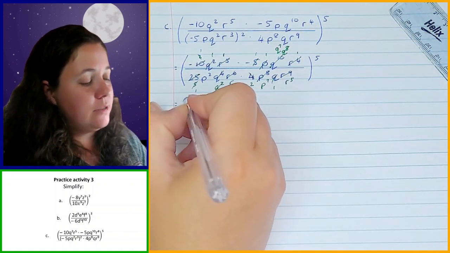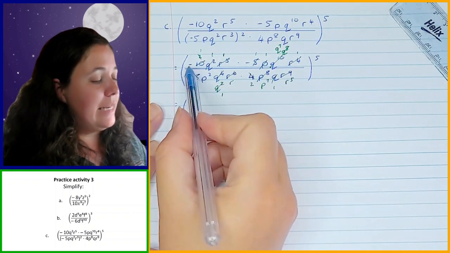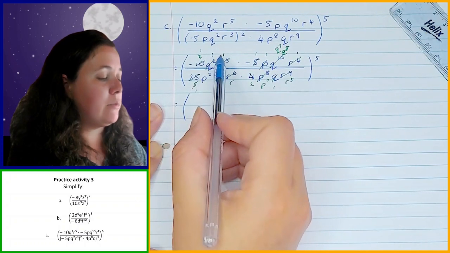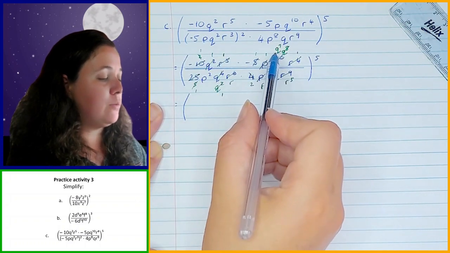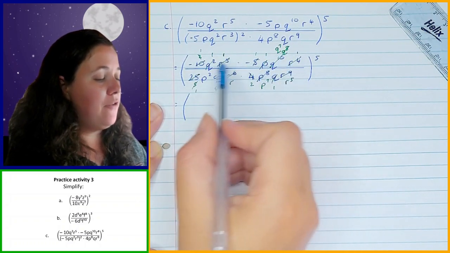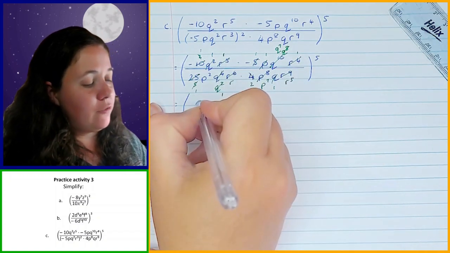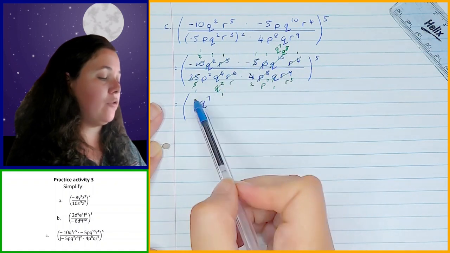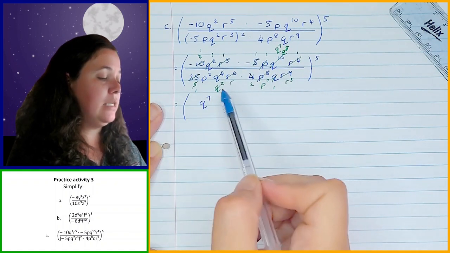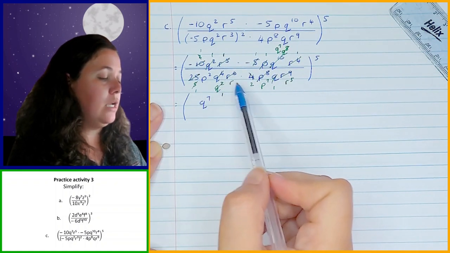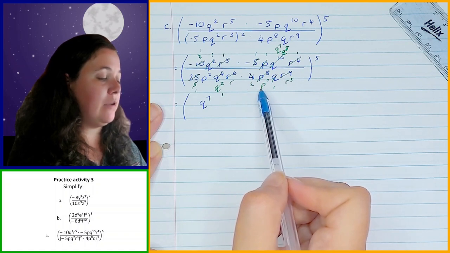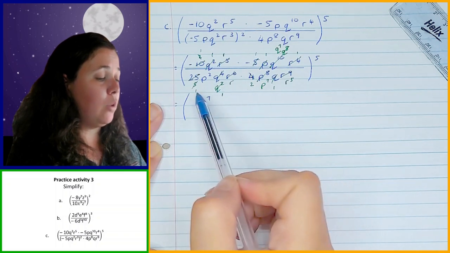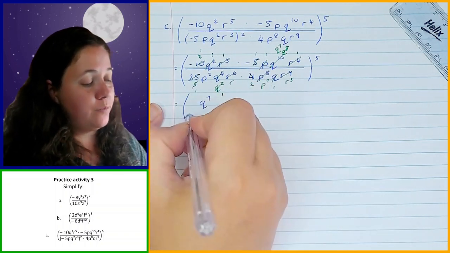Okay, so I've got negative times negative is positive. Then I've got 1 times 1 times 1 times 1 times 1 times q to the power of 7 times 1. Everything else has cancelled out. So I've got positive q to the power of 7. In my denominator, I've got 1 times p squared times 1 times r times 2 times p to the power of 7 times 1 times r to the power of 5. So let's first do the 1 times 1 times 2 times 1. That all gives me 2.